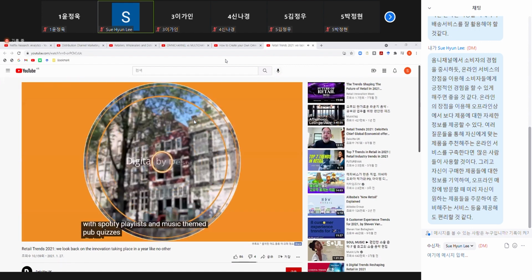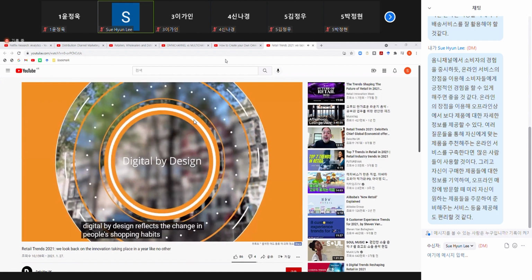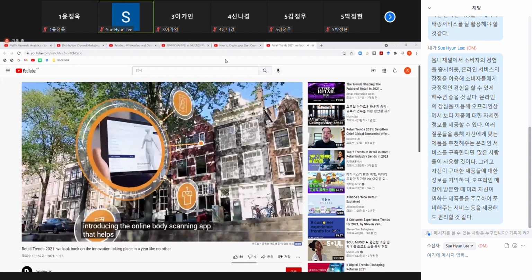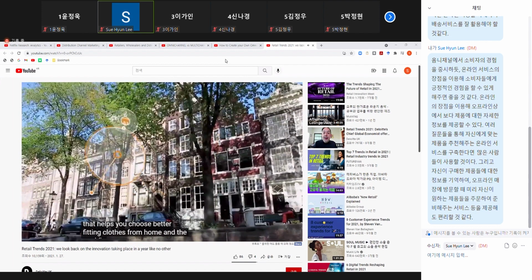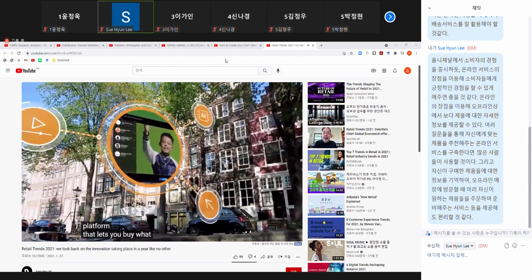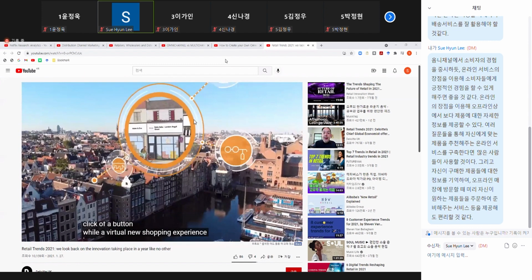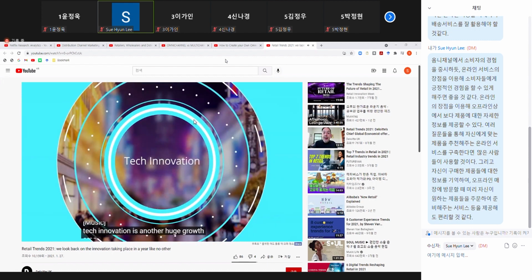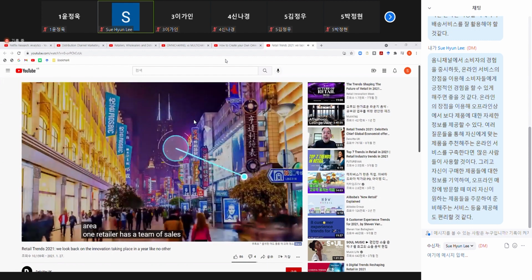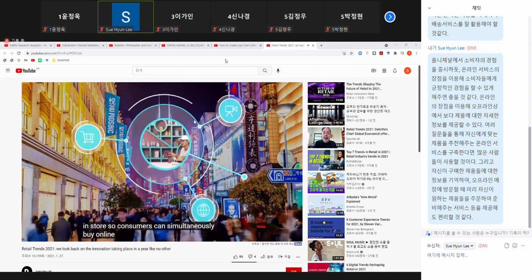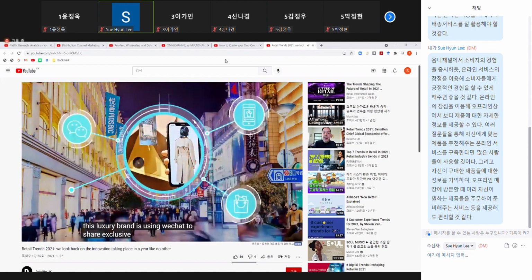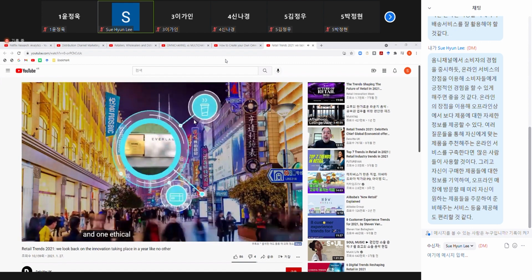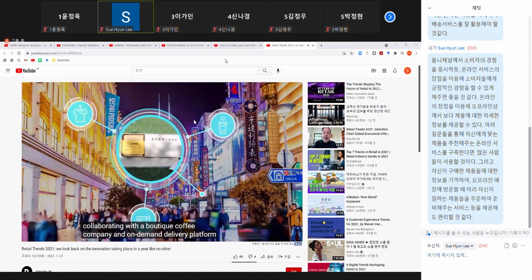Digital by design reflects the change in people's shopping habits, resulting in an array of innovation. Introducing the online body scanning app that helps you choose better fitting clothes from home. And the world's first shoppable streaming platform that lets you buy what you see with a click of a button. While a virtual new shopping experience lets people create personalised high streets, complete with advertising. Tech innovation is another huge growth area. One retailer has a team of salespeople that live stream in-store, so consumers can simultaneously buy online. This luxury brand is using WeChat to share exclusive content that can be unlocked on social media. And one ethical fashion brand is collaborating with a boutique coffee company and on-demand delivery platform to offer environmentally friendly gift boxes.